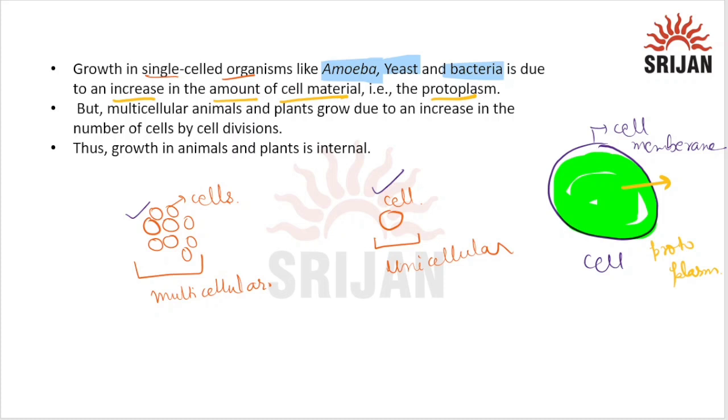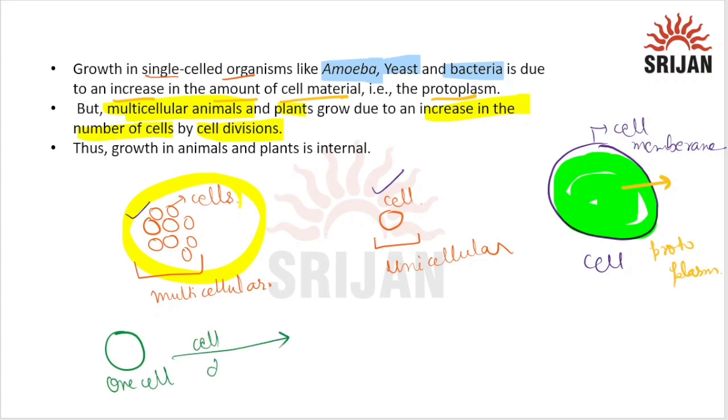But multicellular plants and animals, having a lot of cells, grow due to an increase in the number of cells by cell division. For example, this is only one cell, and a cell cycle will operate, and there will be a process known as cell division. This one cell will be divided into two cells. This is known as cell division. Thus, growth in animals and plants is internal.